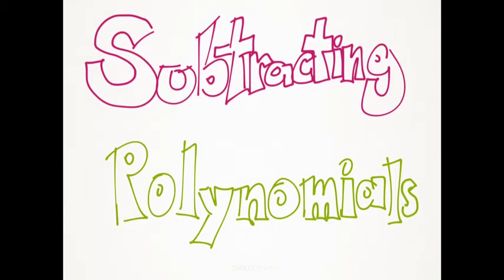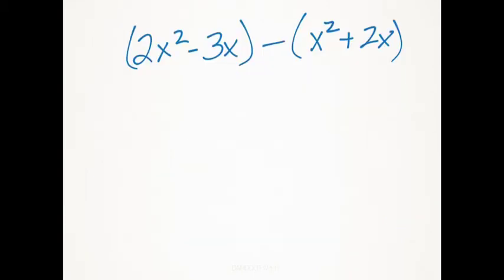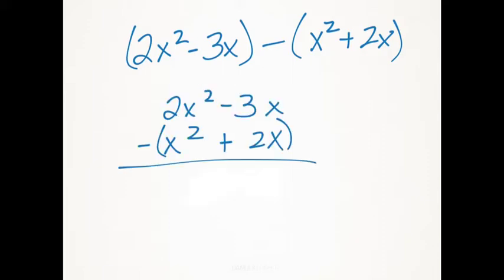Subtracting polynomials. Just like adding polynomials, subtracting polynomials, you may see in Algebra 1 like this, but in your textbook, it may look like this as well. Now, the thing you have to keep in mind is you have a subtraction sign out in front of the parentheses. That means it's going to do the inverse operation of each of your terms.